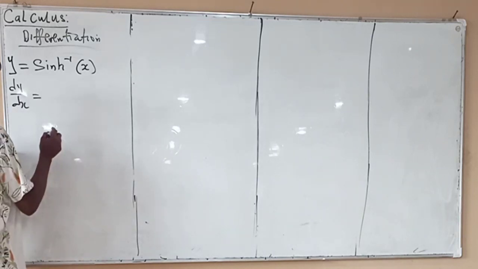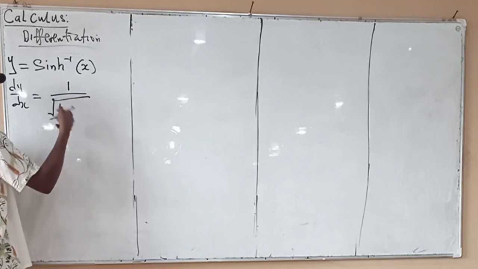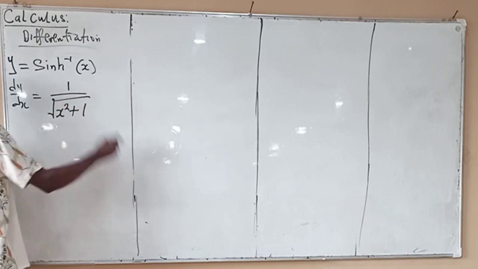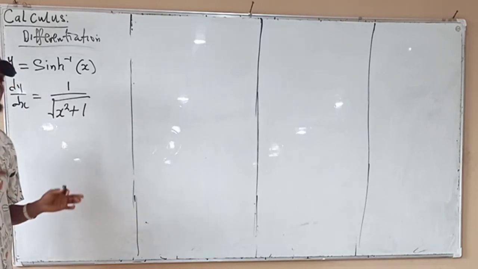Over here now we are going to have 1 over the square root of 1 plus x squared, or x squared plus 1. That's what we're going to have. So now you have 1 plus x squared, and you have x squared plus 1. Plus is commutative. You can write either one first, and you get the same answer.